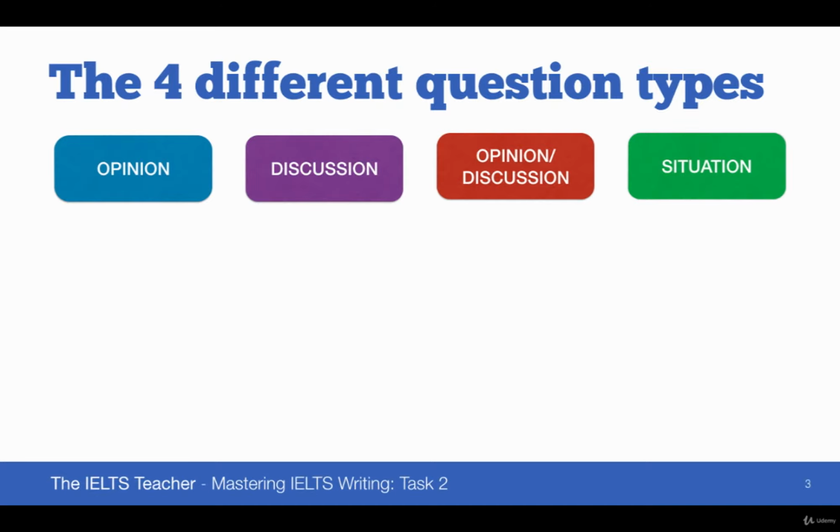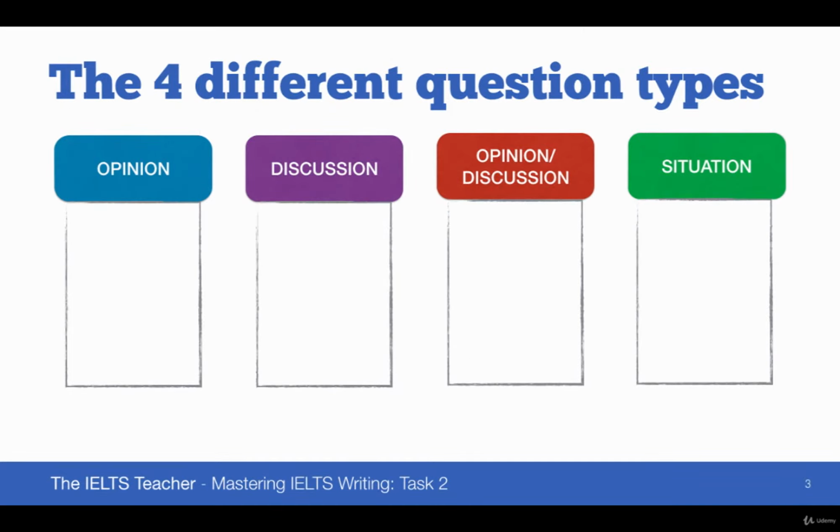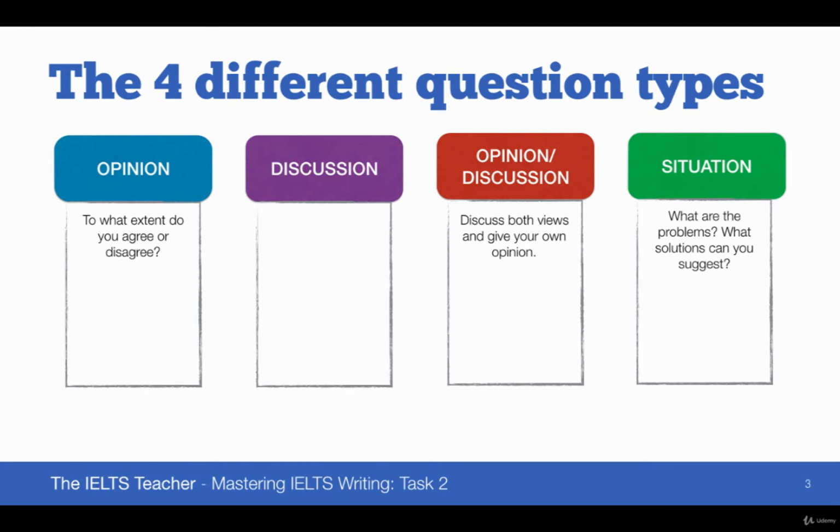So let's see if you've got the right answers. We'll start by looking at the first question. To what extent do you agree or disagree? This is an opinion question. Discuss both views and give your own opinion. You can see it falls into the opinion and discussion category. What are the problems? What solutions can you suggest? This is a situation question.